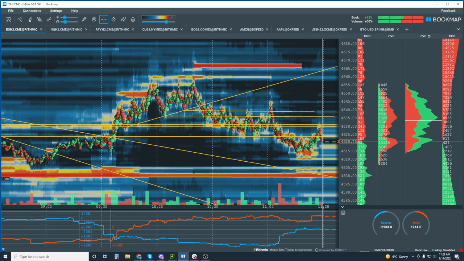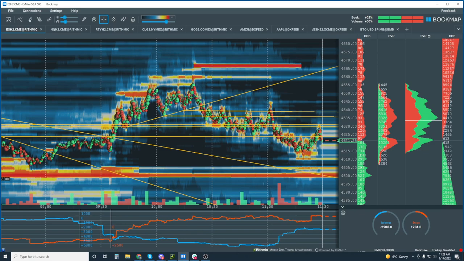Now, Tom is going to be streaming, and he's going to be going through exactly what we just talked about. He's going to be talking about volume profile. He's a volume profile trader. And then he's going to be talking about the order flow within it to give those insights.